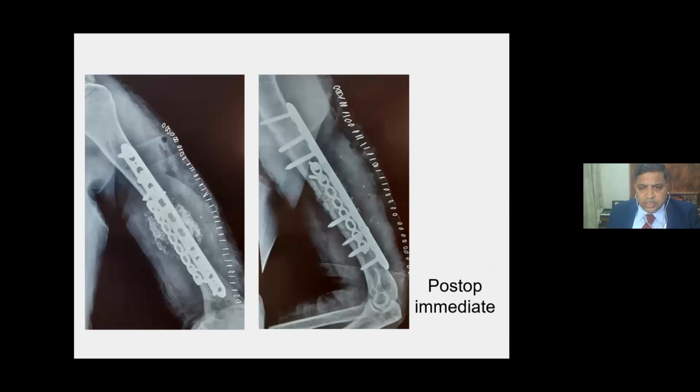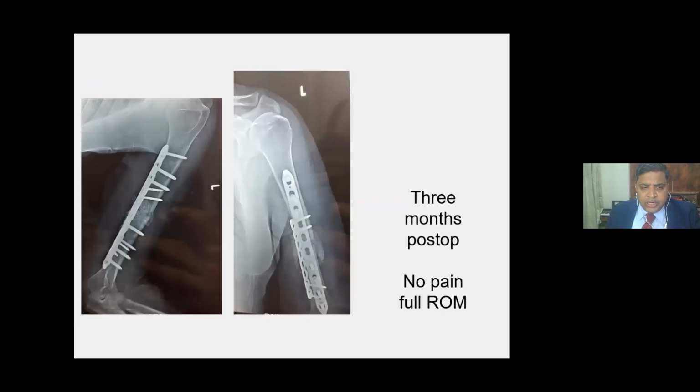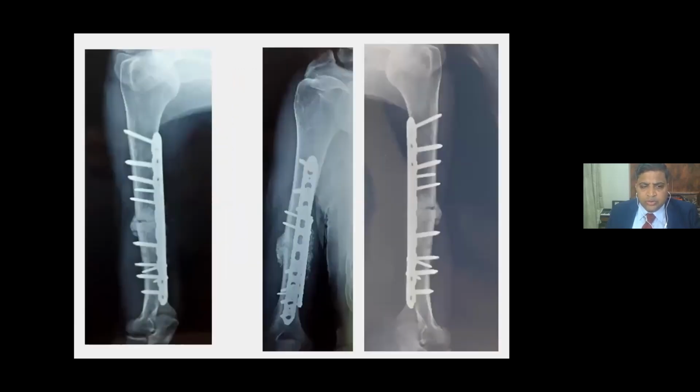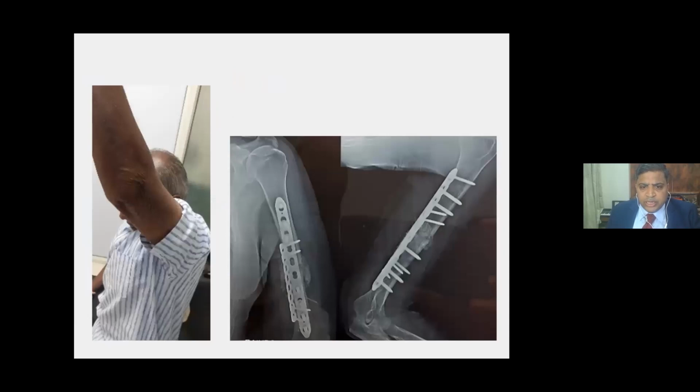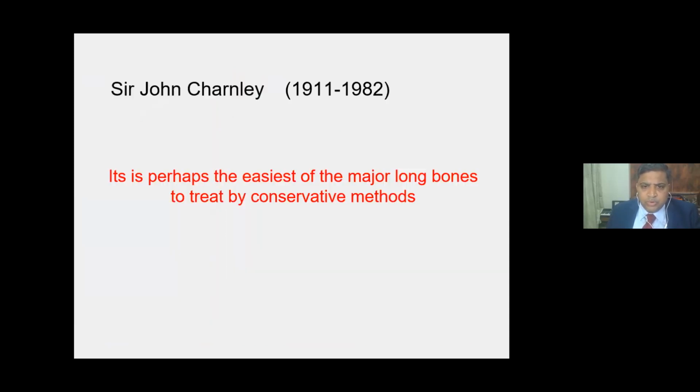I have put in a longer locking compression plate and an additional augmentation plate, and a graft was done. This was immediate post-op. And as you can see down the line, at 3 months, he was completely pain-free. His shoulder and elbow range of motion was completely good, and over the next few months, at the end of 8 months, he has a complete good union with good functional range of motion.